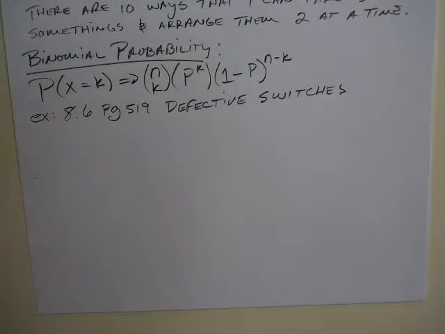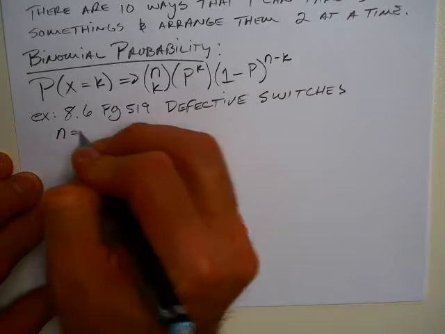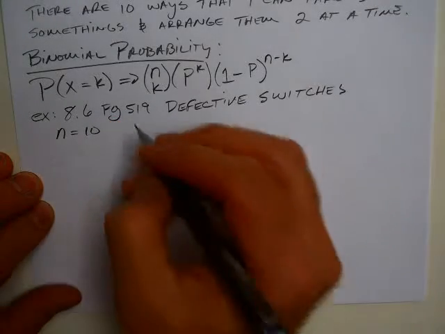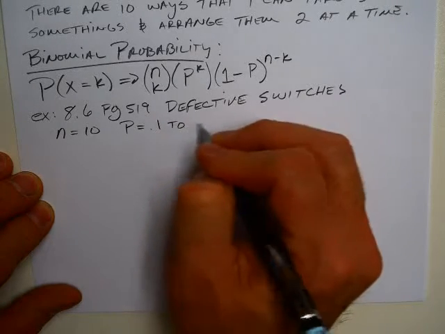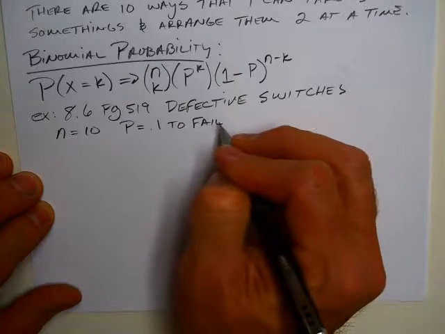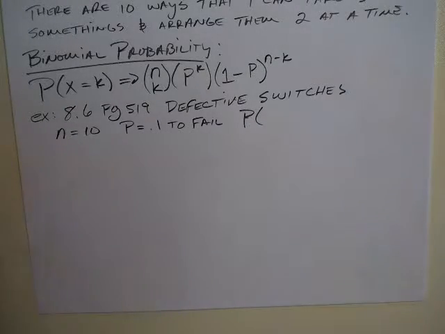So the problem says the number x of switches that fail inspection in example 8.3 has approximately the binomial distribution with n equals 10 and p equals 0.1. The probability that no more than one switch fails is, okay, so n equals 10. We're taking 10 switches at a time. The probability is 0.1 to fail, and the question is, what's the probability that not more than one switch fails?